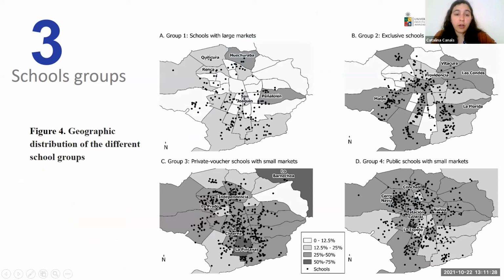We also looked into the geographic distribution of different schools in the city. So here you have the 4 groups, and you can see that the first two groups, private voucher schools with small markets and public schools with small markets, are very dispersed in the city. In almost every district of the city, you can find one of them. Schools with large markets are not at the center. Exclusive schools with extensive markets tend to be close to important avenues of the city. Here we have an important avenue, here we have another, so their location is related to the structure of the city, and it's not close to the location of every household.